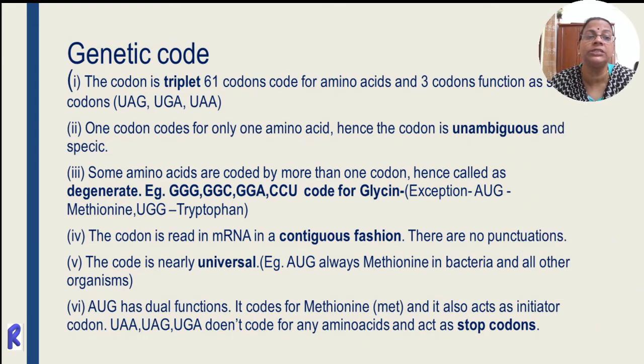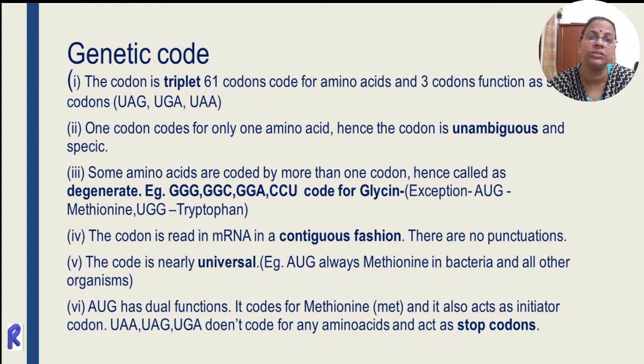The third feature is that the code is degenerate. What do we mean by degenerate? Some amino acids are coded by more than one codon. Because there are 61 meaningful codons and only 20 amino acids, there is always a possibility that the same amino acid can be produced by different codons. The best example you can give is glycine.